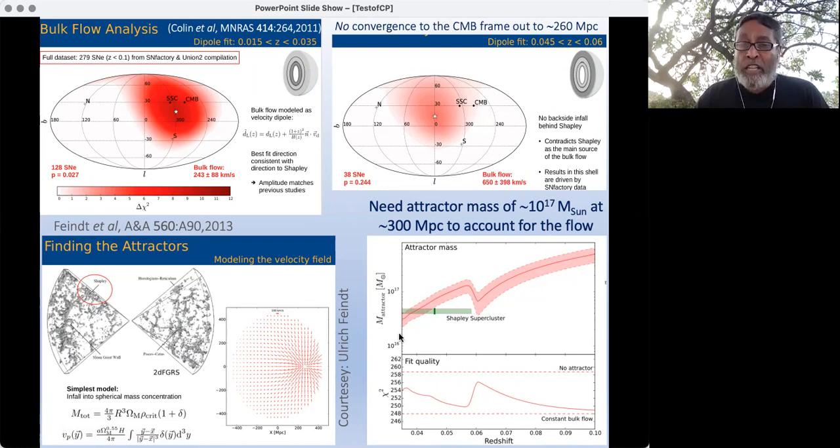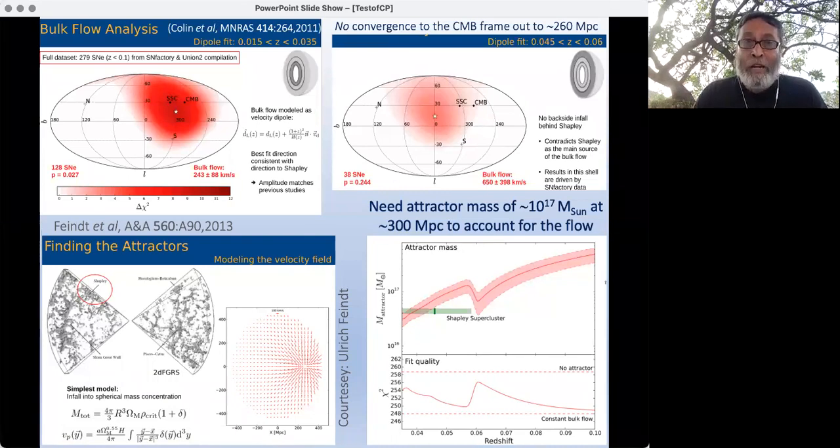And what they're showing here is that you need an attractor mass of order 10^17 solar masses. In other words, as massive as the local Laniakea supercluster in which we are embedded. And Shapley doesn't cut it. Shapley is not massive enough to account for this velocity. And more to the point, they don't see any infall onto Shapley from the other side, which is what you'd expect if Shapley was the source.